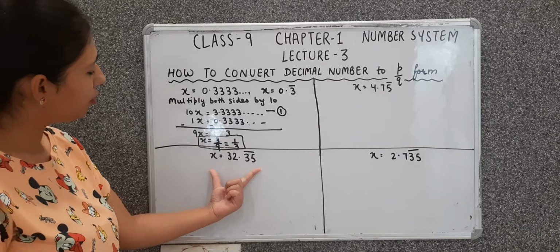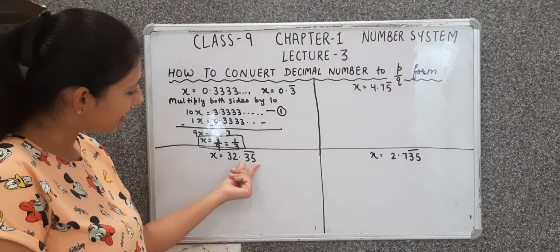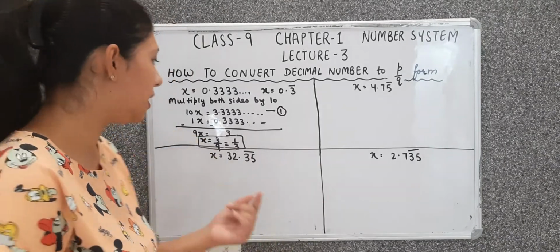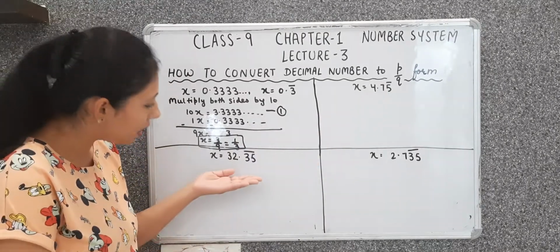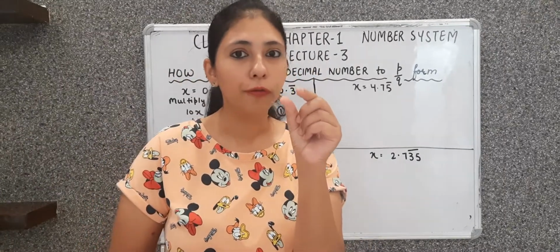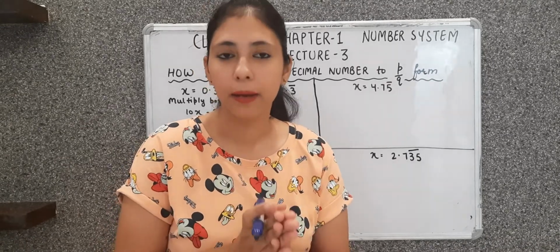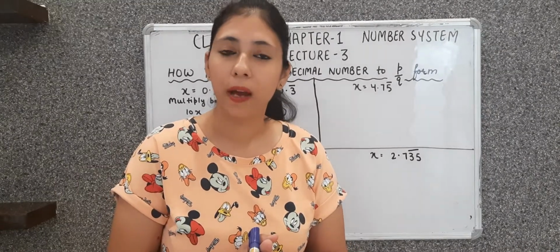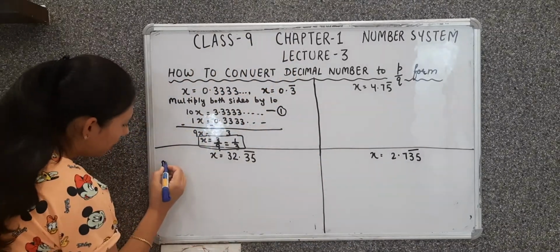This is also the same kind of example, in which after the decimal I have 35 bar. It means the number 35 is repeating itself. I can write it as 32.3535. So in this question, if after the decimal I have a block of 2 digits which is repeating itself, like 35, this time I'll not multiply both sides by 10, I'll multiply both sides by 100. What is the reason for that? Let's see.